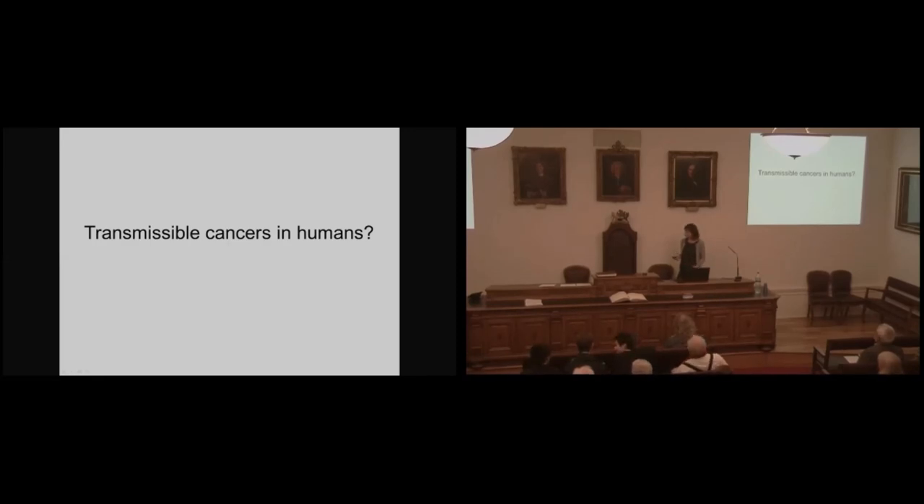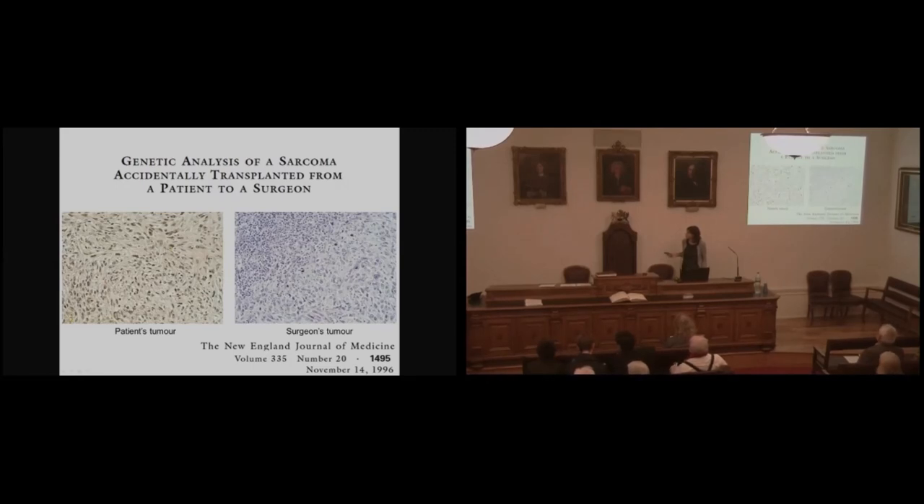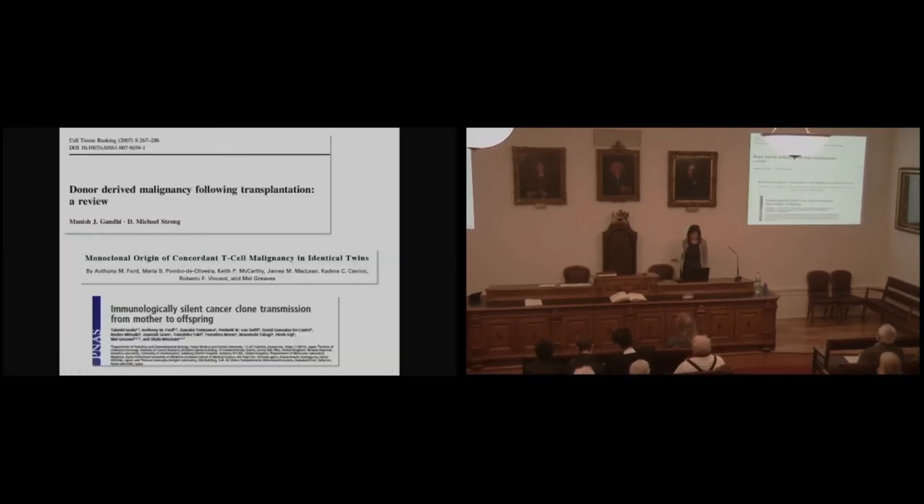And there have been cases of cancers which have transmitted between two individuals. So for instance, there's this case of a surgeon who was operating on a cancer patient, and he accidentally cut himself in the hand during the surgery. And a few months later, he developed a tumor in the injury site, and it actually turned out to be derived from the patient. So this is a histological image of the patient's tumor, and this is the surgeon's tumor over here.